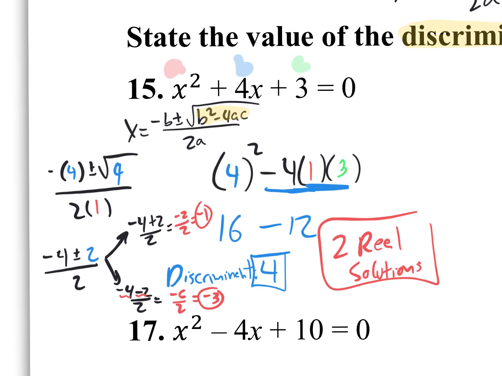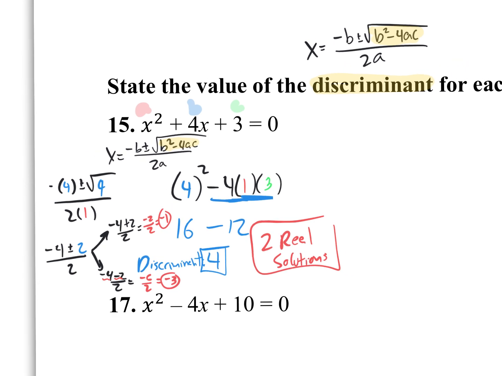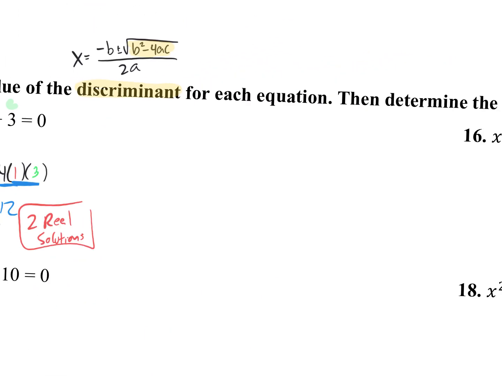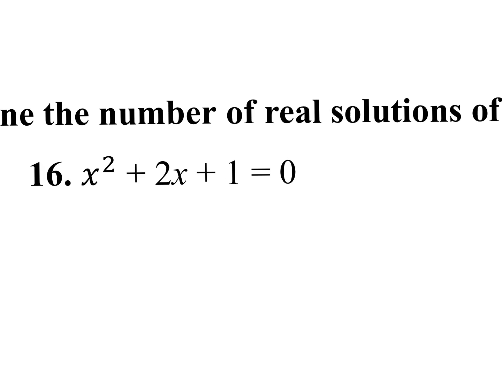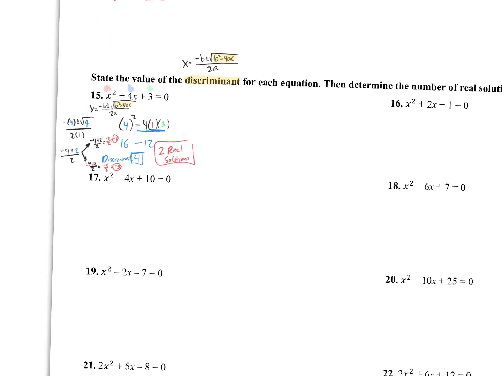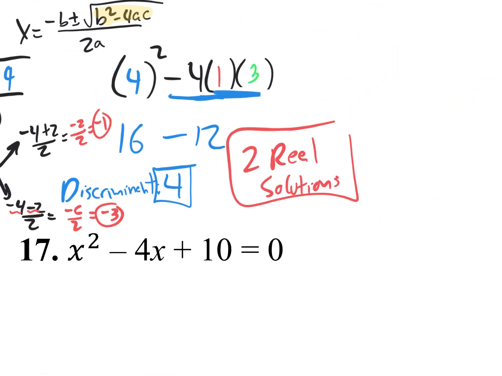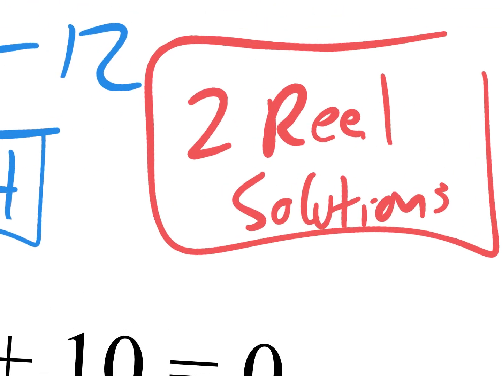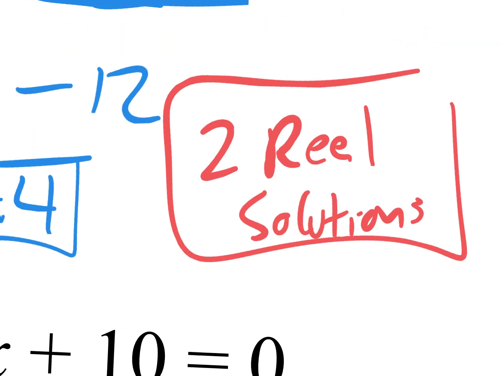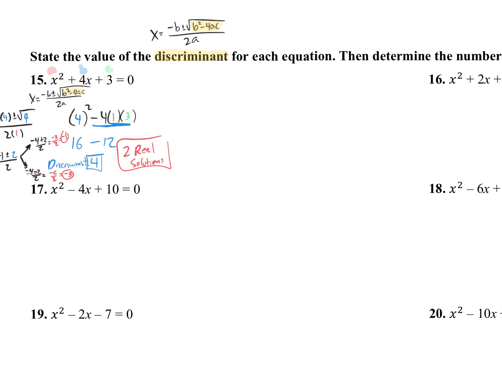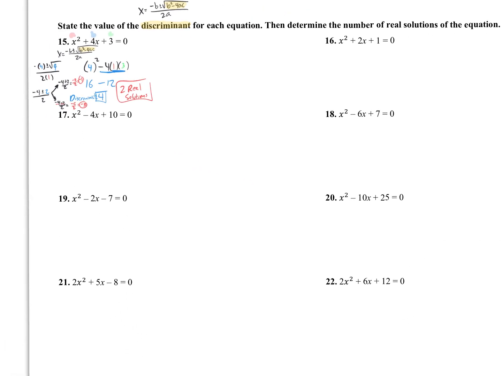But on this second half of the worksheet, they're not asking for the answers. They're asking for the discriminant and how many real solutions you're going to have. The discriminant was 4, which means since it's positive, you have two real solutions. That's all they're asking for on the second half of the worksheet. Let's do a couple more of these.